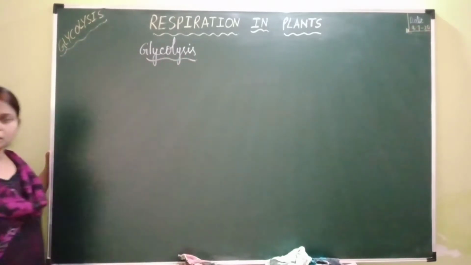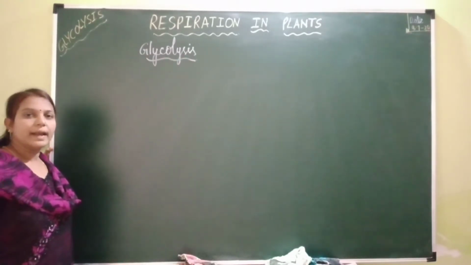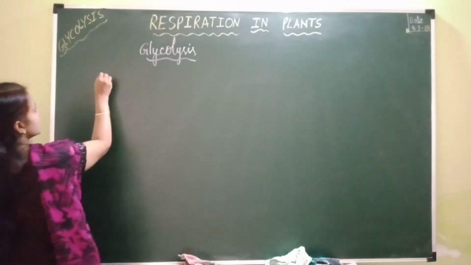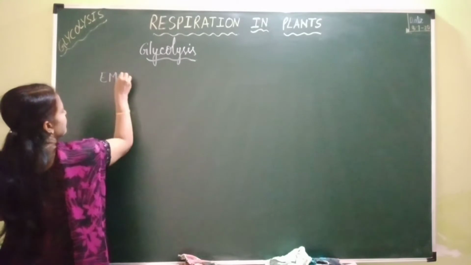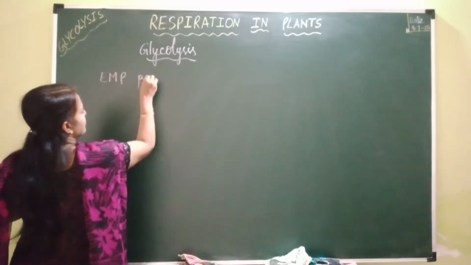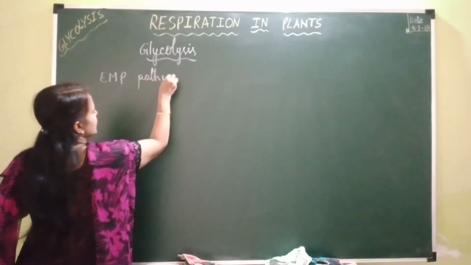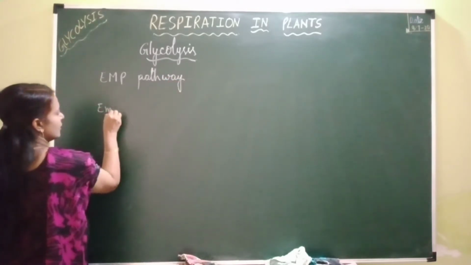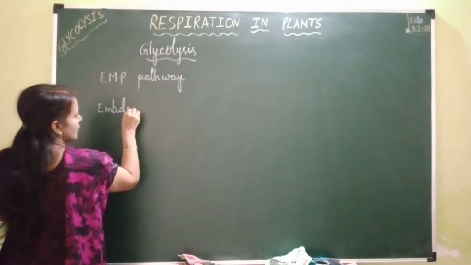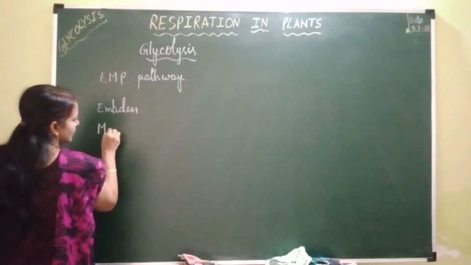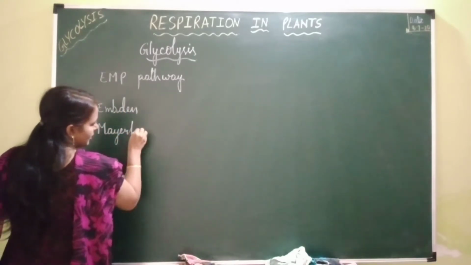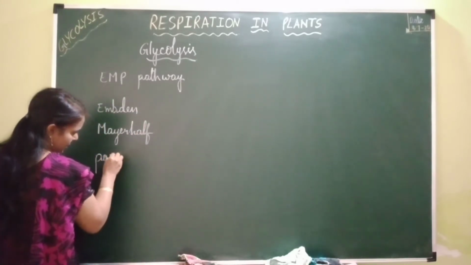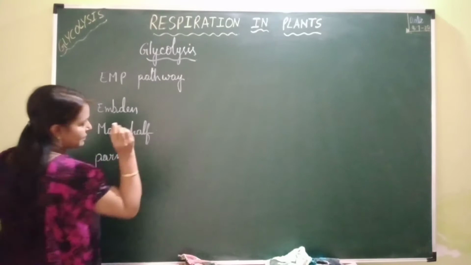So glycolysis is the common pathway of both aerobic and anaerobic respiration, and this glycolysis is also called the EMP pathway. EMP pathway, because the details of this glycolysis were given by three scientists: Embden, Meyerhof, and Parnas. Hence it is also called the EMP pathway.